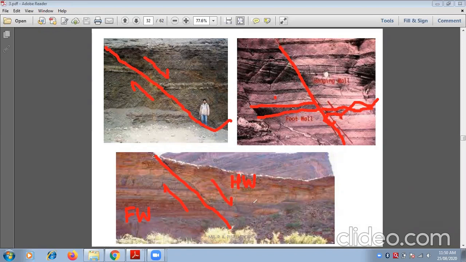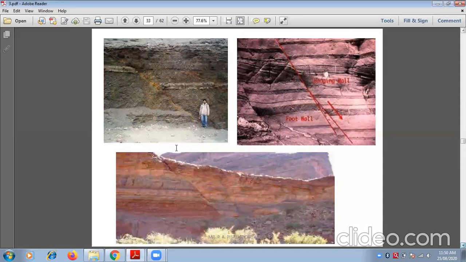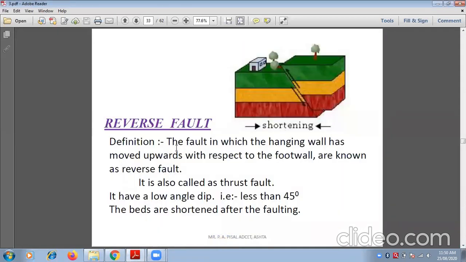Where the hanging wall moves towards the downward direction and the footwall moves towards the upward direction. Such a type of displacement in the rock blocks is considered a fault. Got it? Now we will move towards the next type, which is the reverse fault. Reverse, as the name indicates, is clearly opposite to the normal fault. All the characters are opposite to the normal fault.